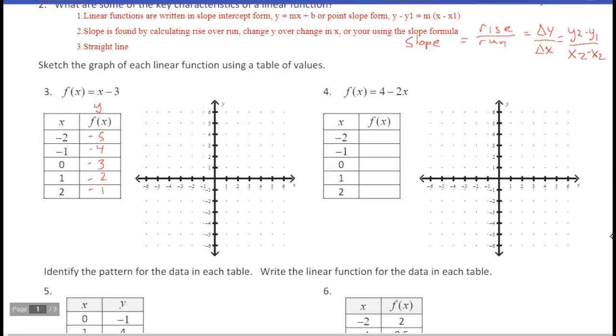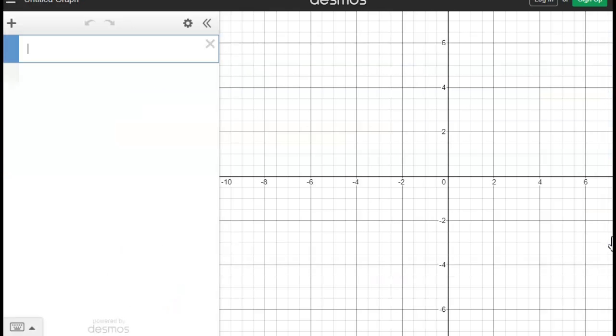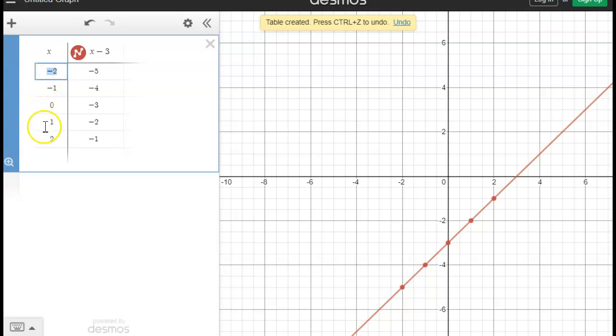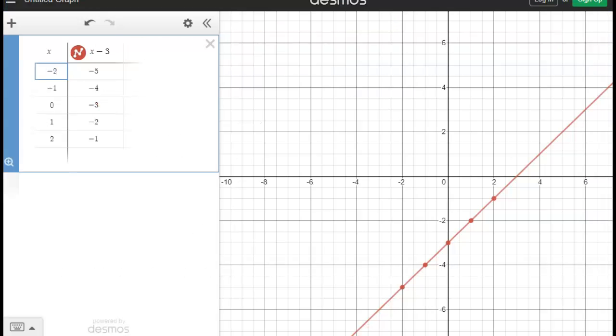The other way you could do this is go to Desmos real quick. And I'm just going to show you a cool little trick. It helps us, but not completely, because I can type in x minus 3. And then if you click the setting button, it does give us a table. It defaults to negative 2, negative 1, 0, 1, and 2, which is great because that's the one we have over here. And you'll notice that we did do it correctly.